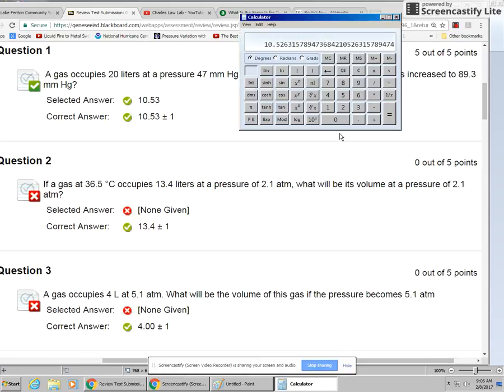And we can prove that by this. 13.4 times 2.1 divided by 2.1. Oh, yeah. 13.4 times 2.1 divided by. There you go.